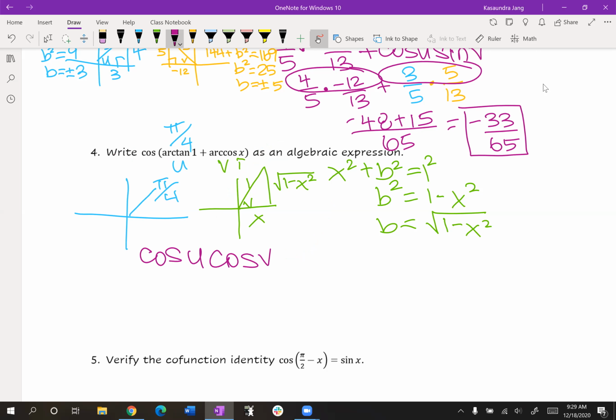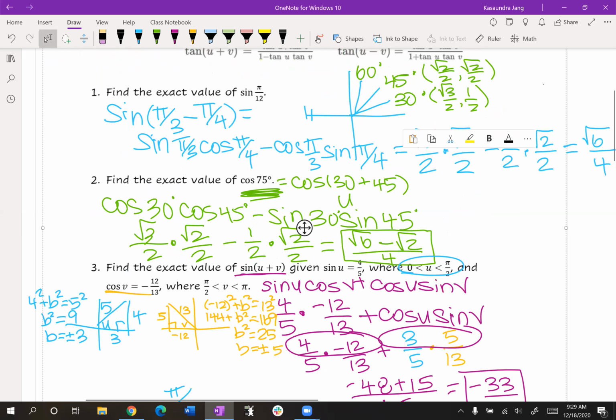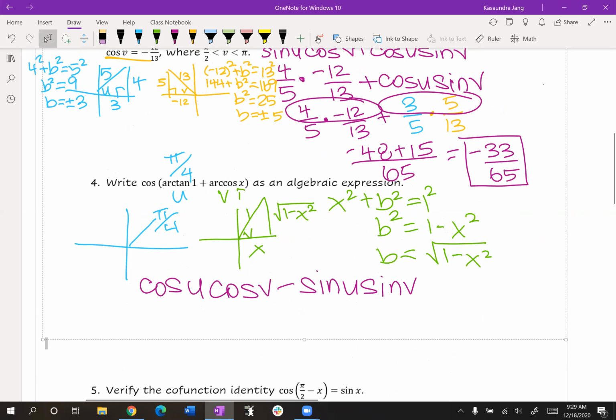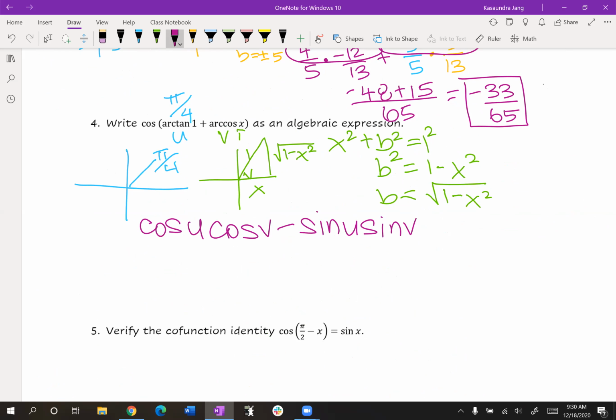And then we've got minus sine u sine v. So just to let you know where I'm getting that from, my formulas up here, like the one that I circled: cosine of u plus v is cosine u cosine v minus sine u sine v. I was using that one here because I had the addition in my cosine, so I was doing the sum.